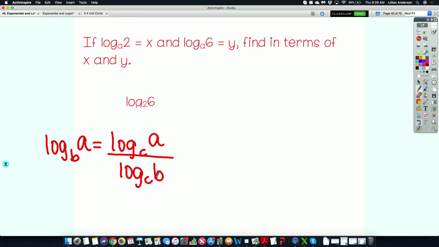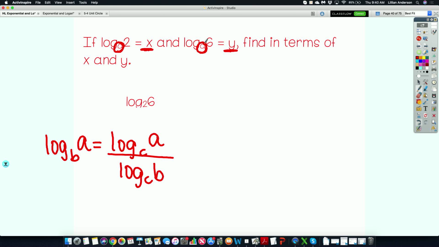If I'm trying to write this logarithm, which is log base 2 of 6, in terms of X and Y, and X and Y both have these respective bases, I want to change this base to what? I want to change it to A, because the only way I'm going to put in an X is if I have a base of A. Only way I'm going to put in Y is if I have a base of A, so I need to change this to be a log with a base of A.